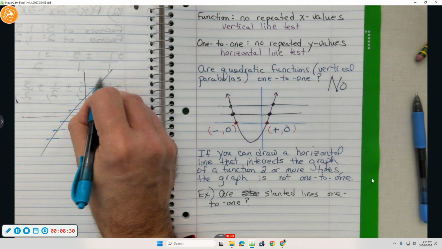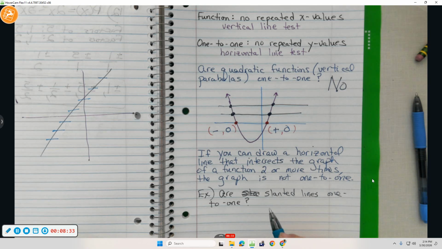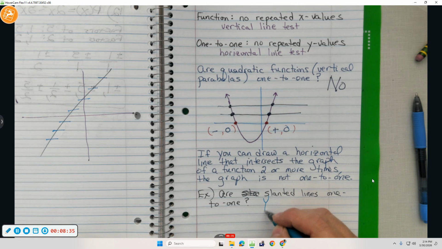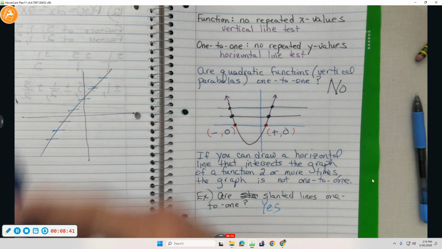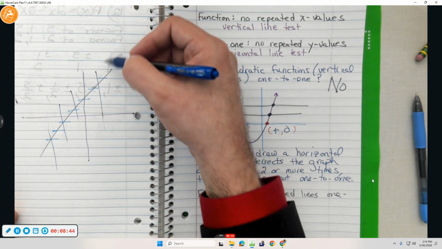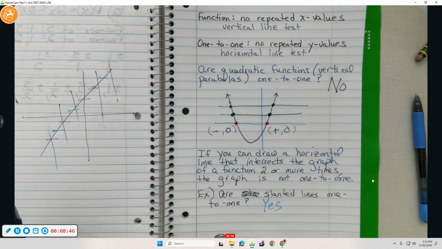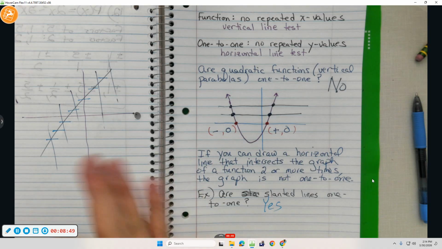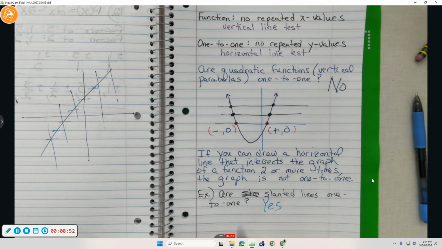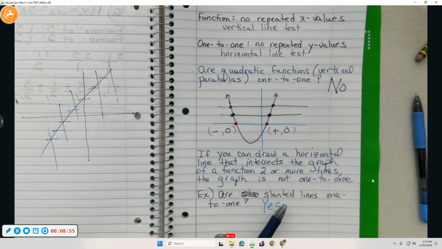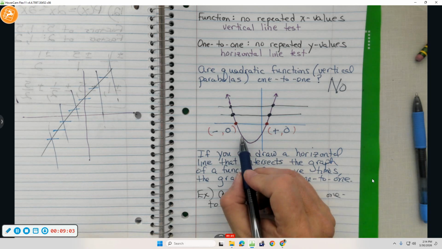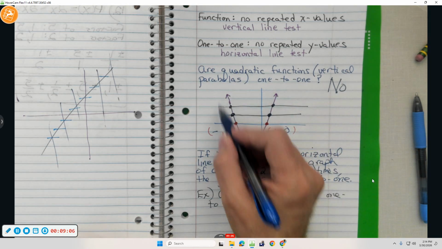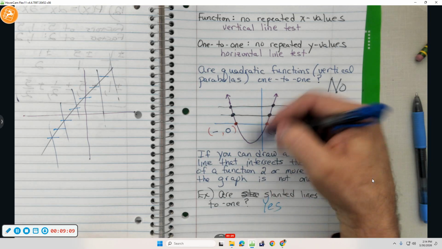Only once. So what about this yes/no question? Are slanted lines 1 to 1? Remember, we said slanted lines are always functions. We can be more specific now. They're always 1 to 1 functions. There's no repeated x and there's no repeated y. Yes, slanted lines are functions and they are 1 to 1. Quadratic functions are not 1 to 1. They're functions, but not 1 to 1.